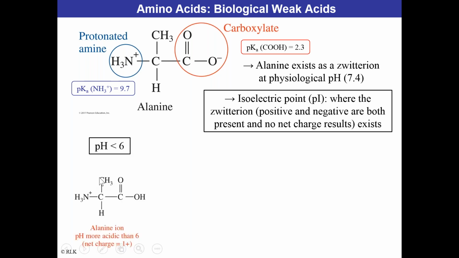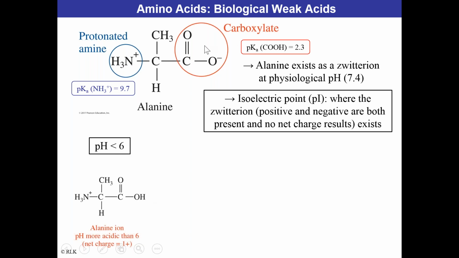So let's take a look. If you had the alanine ion just like this, and notice that the pH is more acidic than 6, so we haven't lost that proton yet. Let's just focus on having the alanine ion with that protonated amine. It has a net charge of +1. How is that possible? The pH is less than 6, okay?